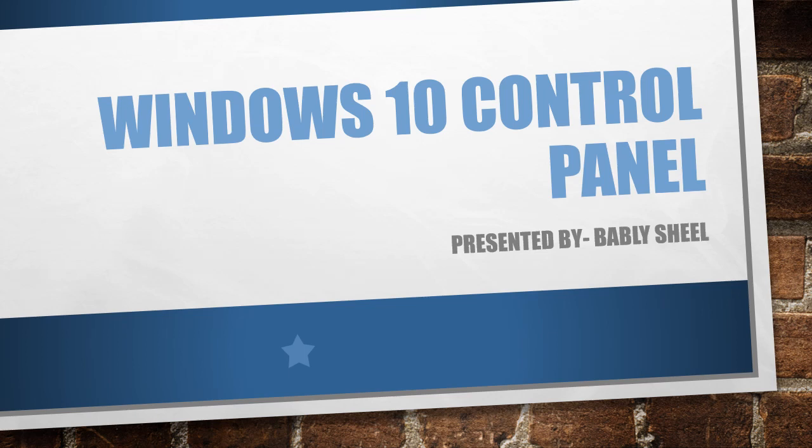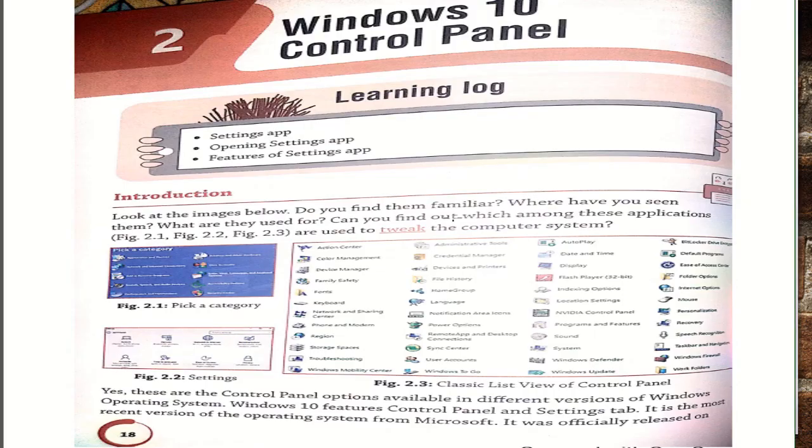Today we learn about chapter 2, that is the Windows 10 control panel. Let us see. So what is control panel? Control panel options are available in different versions of the Windows operating system, isn't it? Windows 10 features the control panel and settings tabs. It is the most recent version of the operating system.